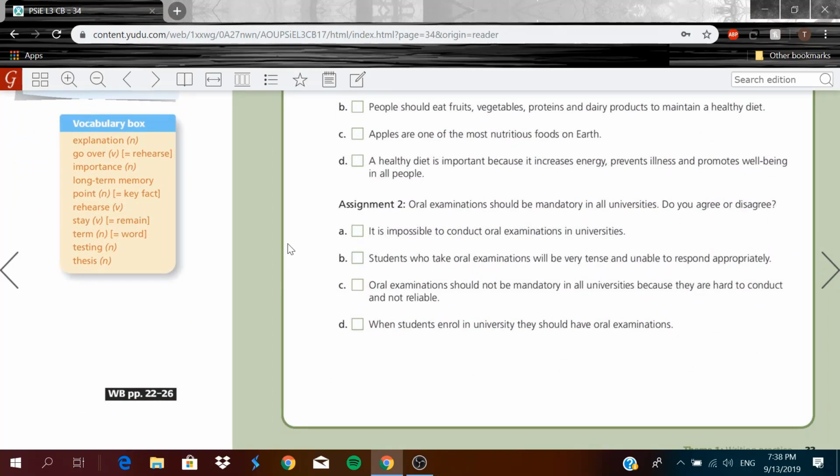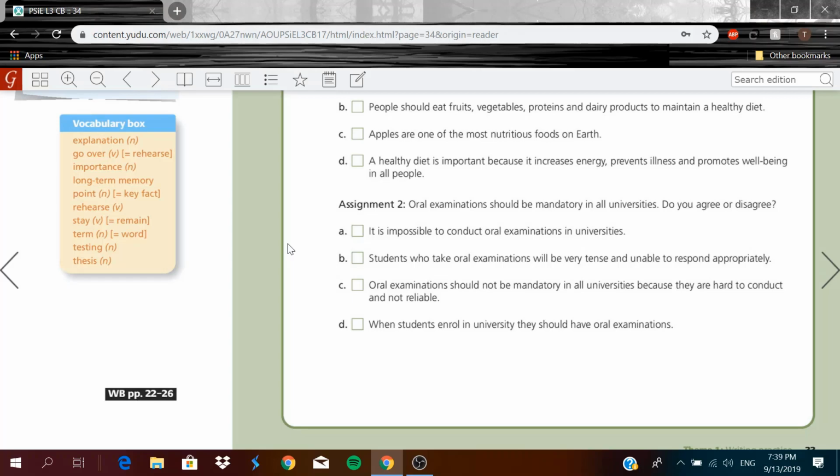Here we have, oral examinations should be mandatory in all universities. Do you agree or disagree? And again, this will be up to you. Do you as a student agree or disagree, right? So, it is impossible to conduct oral examinations in universities. Do you think so? Students who take oral examinations will be very tense and unable to respond appropriately, right? Oral examinations should not be mandatory in all universities because they are hard to conduct and not reliable. Or when students enroll in your university, they should have oral examinations.